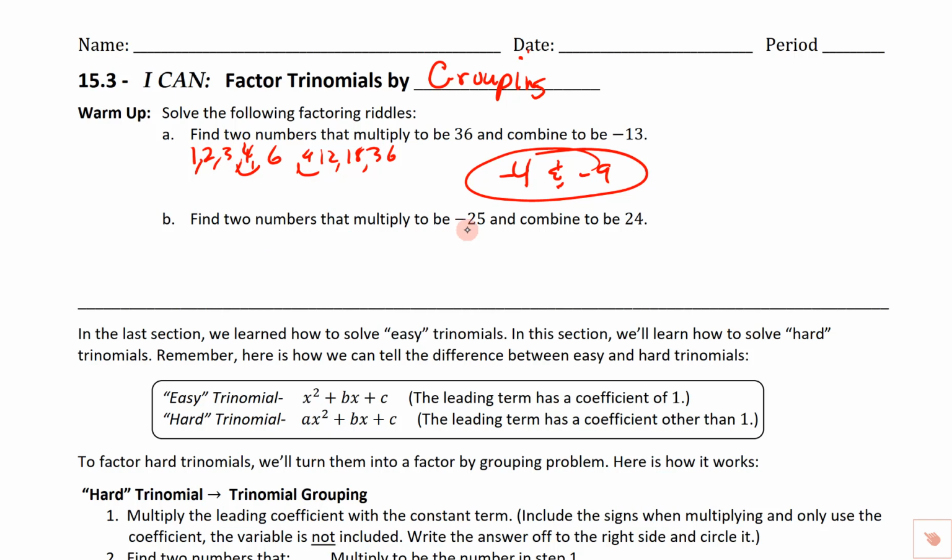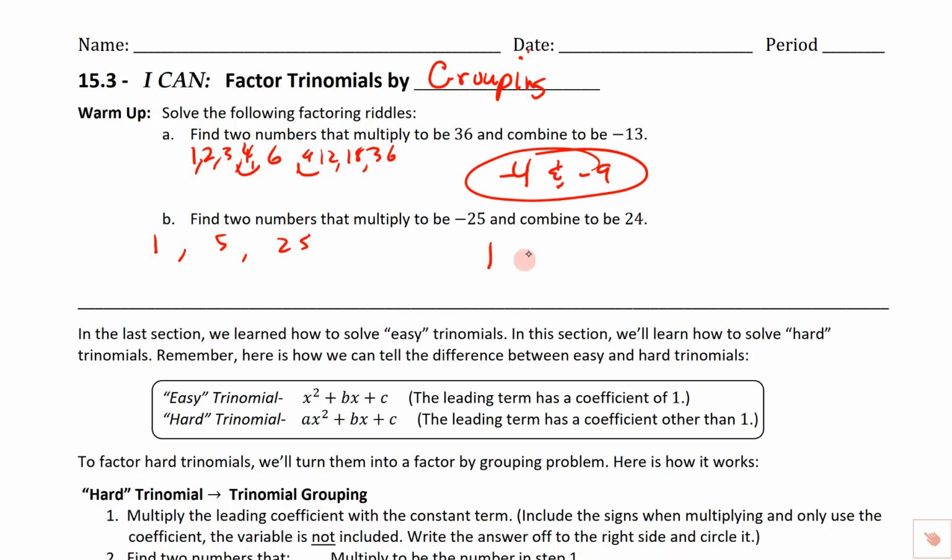Find two numbers that multiply to be negative 25 that combine to be positive 24. So 25 would go like this. We've got 1 and 25. Well, wait a minute. Those multiply to be a 25, and we could combine those to be a 24 somehow. The only other thing in that list would be 5. So 1 and 25 are going to do it.